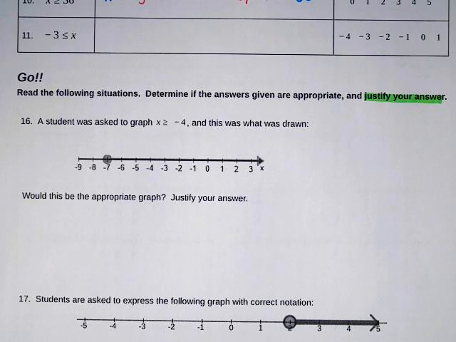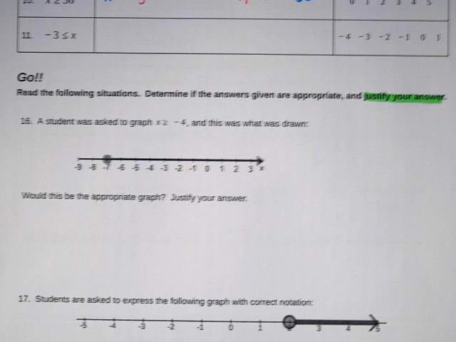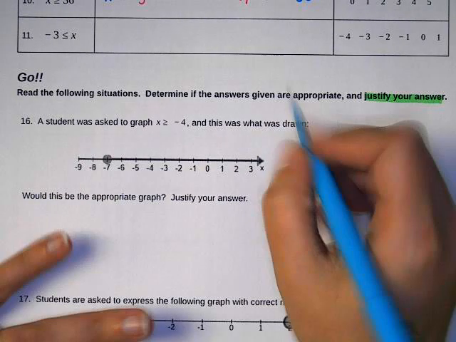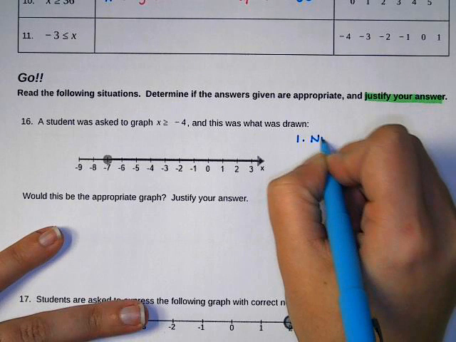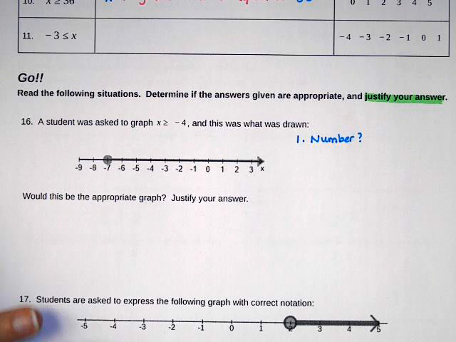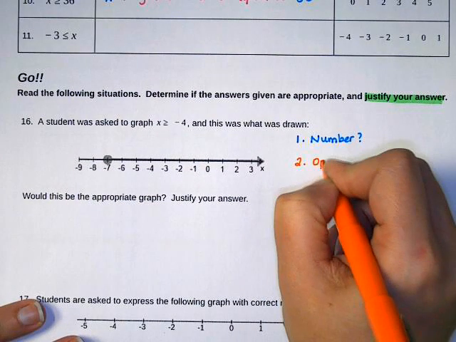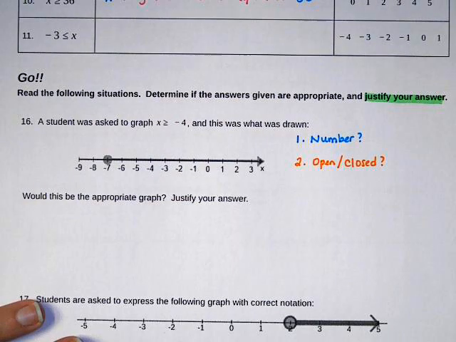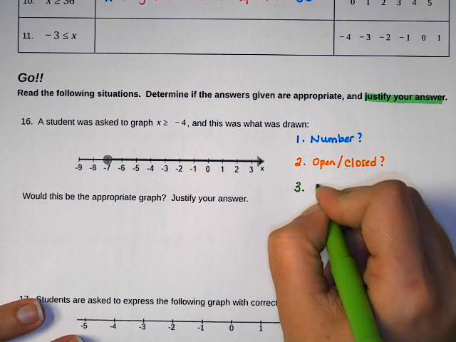Number 16 says, a student was asked to graph x is greater than or equal to -4. And this is what they drew. Would this be the appropriate graph? When I'm doing these problems, I need to think back to what I would do if I was asked to graph this. I know that I'm going to think about 3 things. 1, what number was used? 2, is it an open or a closed circle? And 3, which direction did I shade in?